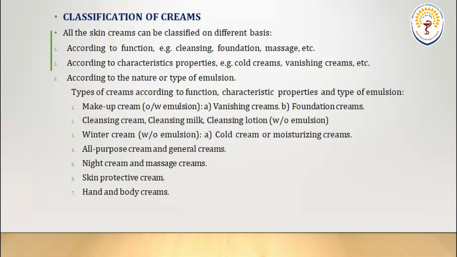Number 1, makeup cream. Makeup cream is an oil in water type of emulsion, which is further divided into two types: vanishing cream and foundation cream. Next is cleansing cream, cleansing milk or cleansing lotion, which is a water in oil type emulsion. Winter cream, which is a water in oil type emulsion, is further divided into cold cream or moisturizing cream. Next is all purpose cream, night cream, skin protecting cream, hand and body cream.